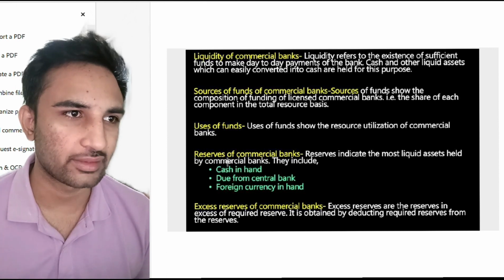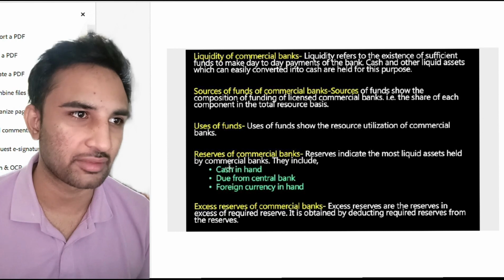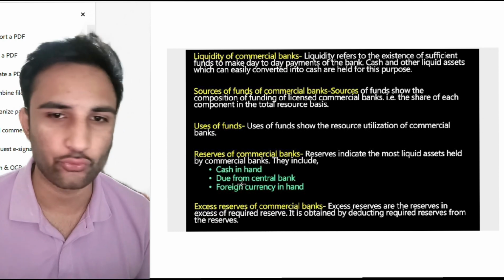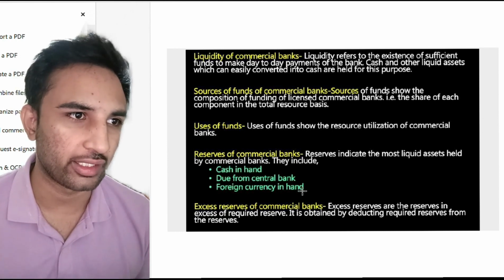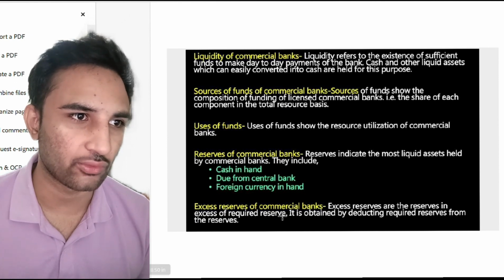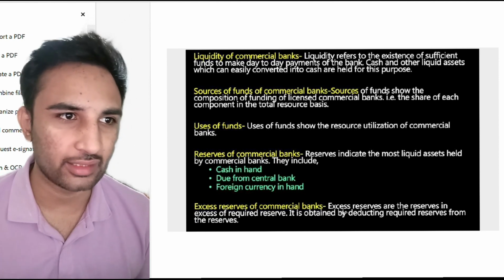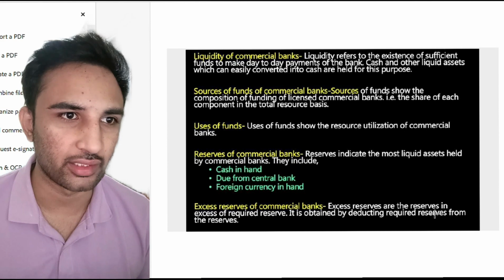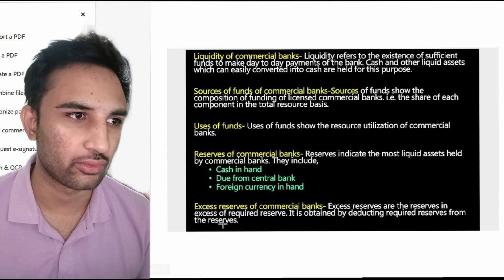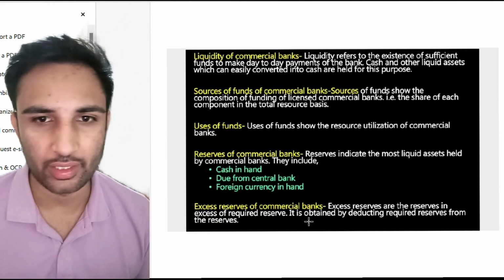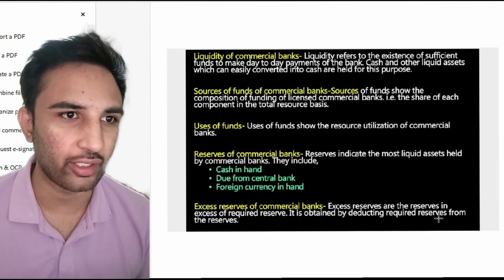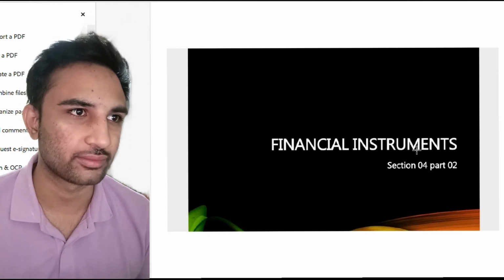Reserves of commercial banks. Reserves indicate the most liquid assets held by a commercial bank. They include cash in hand, due from central bank, foreign currency in hand, and excess reserves of commercial banks. Excess reserves are the reserves in excess of required reserves. It is obtained by deducting required reserves from the reserves.